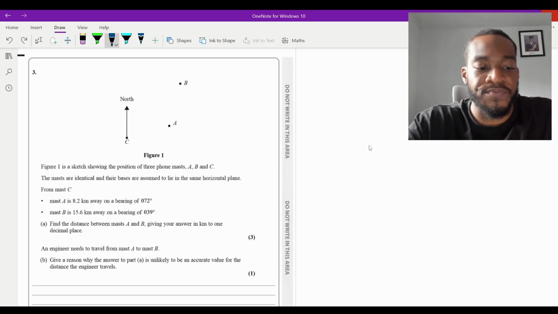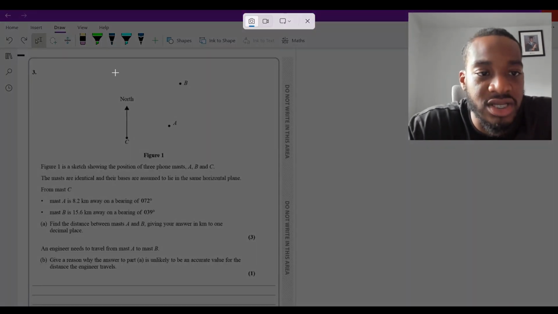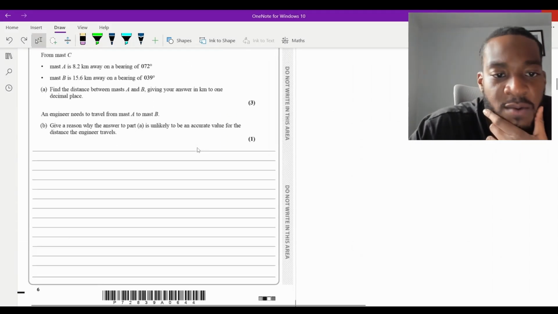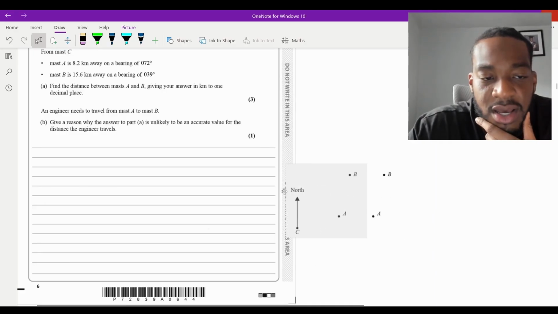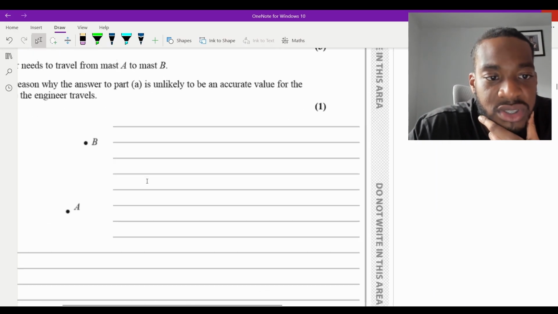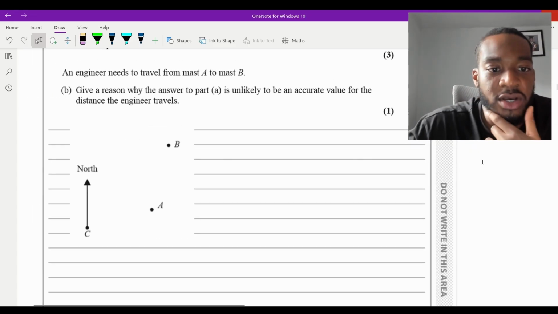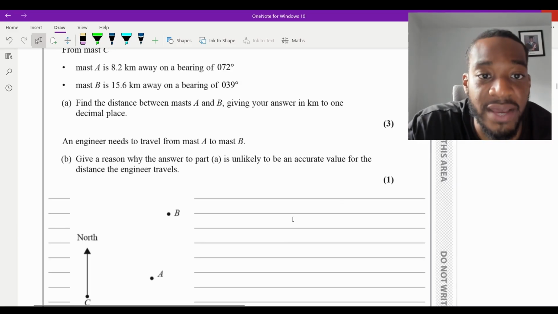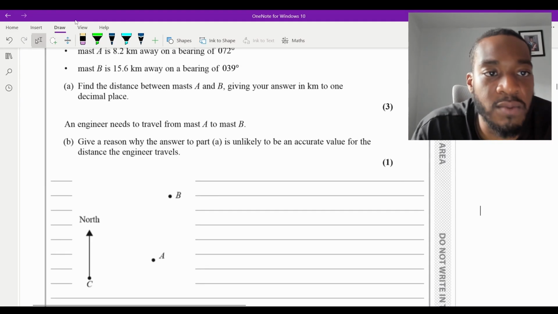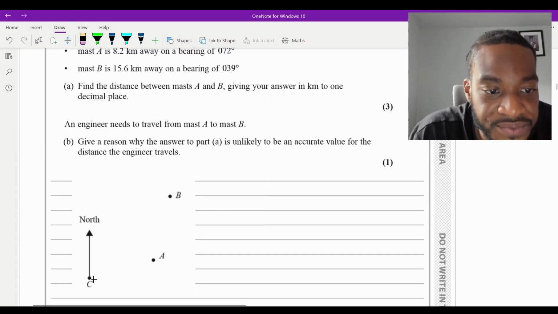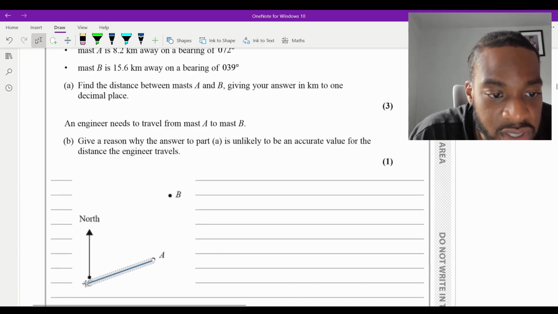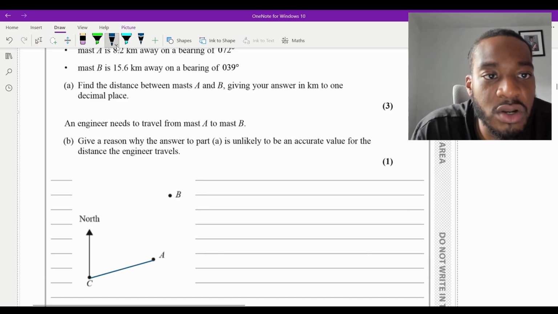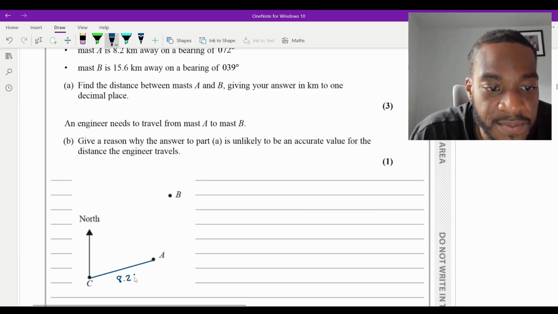Okay, so what I'm going to do, I'm going to screenshot this diagram here, or figure 1, and I'm going to put this here, and I'm going to add all of the information that we know about this diagram. So from mast C, we know that mast A is 8.2 kilometers away. So I'm going to draw a line from C to A. It's going to be like that. What I know is that this is 8.2 kilometers away, isn't it? So I'm going to put 8.2 kilometers here.